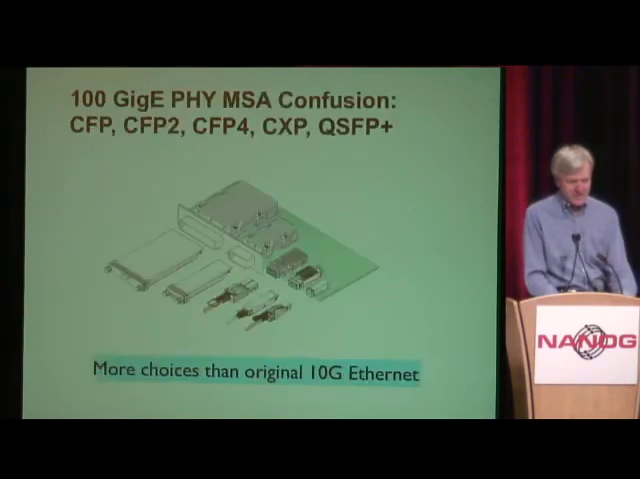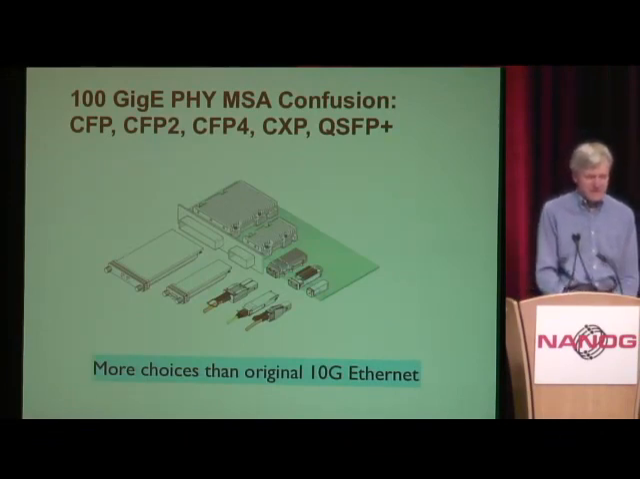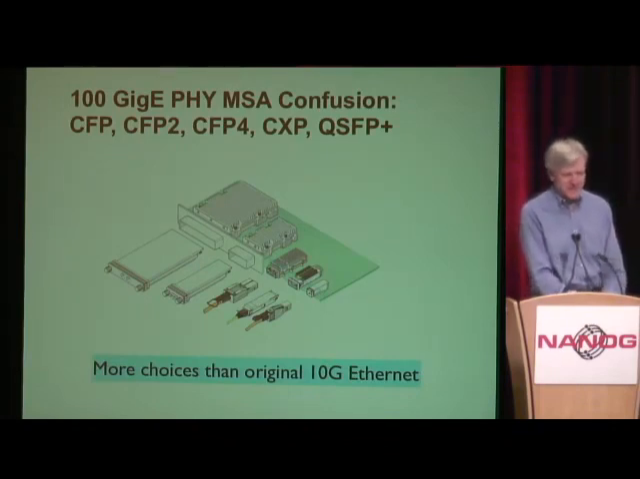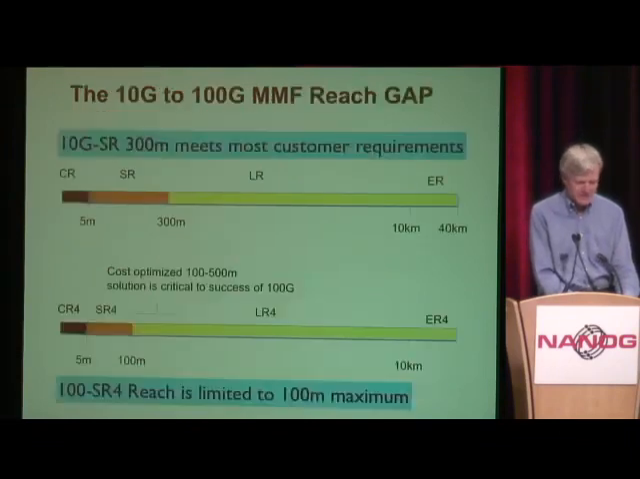And then for 100 gigabit, we have a similar picture as for 10 gigabit 10 years ago. There's currently CFPs, which are very big modules. You can only get 4 across a 19-inch panel. CFP2, which hasn't shipped yet, is supposed to be twice as dense. CFP4, which hasn't shipped yet either, is 4 times denser. CXP is a high-density copper connector, and some people just want to go straight to QSFP, which has a lower power capability, but is obviously much denser. But there are a lot of choices here, and the current ones are not very desirable.